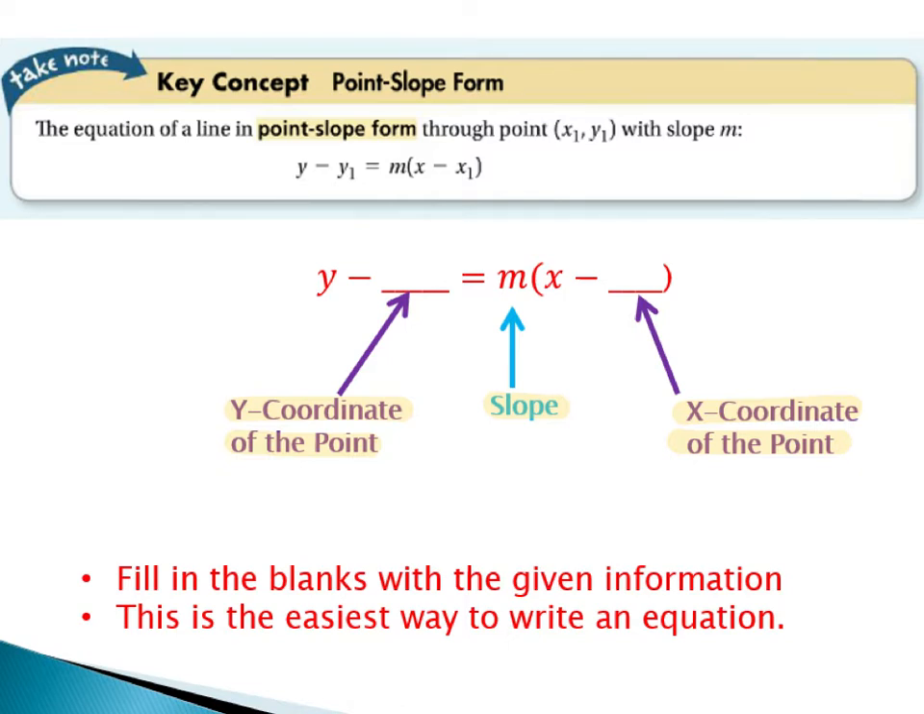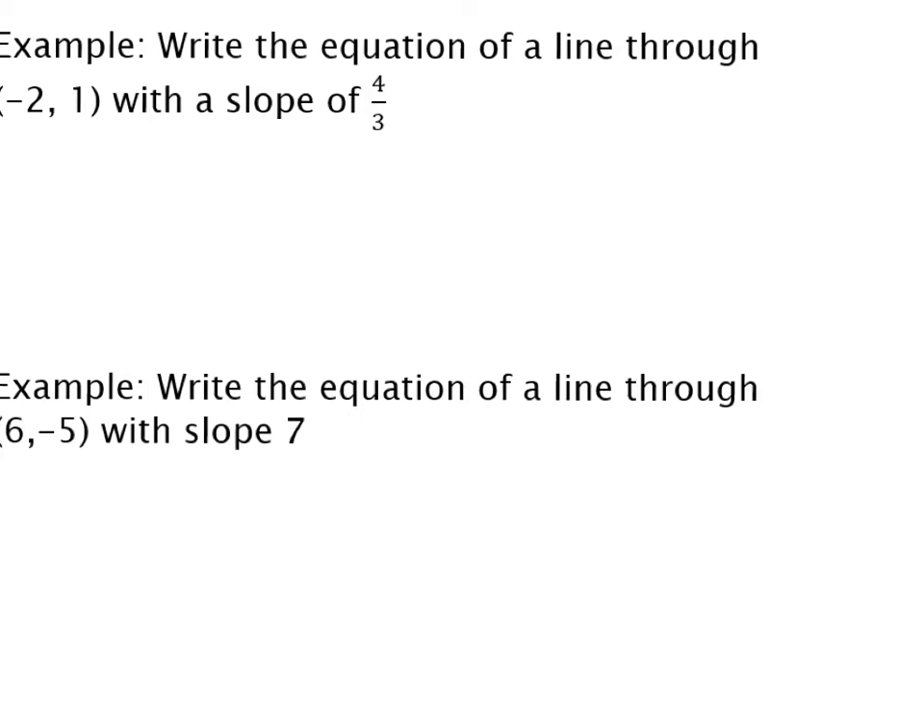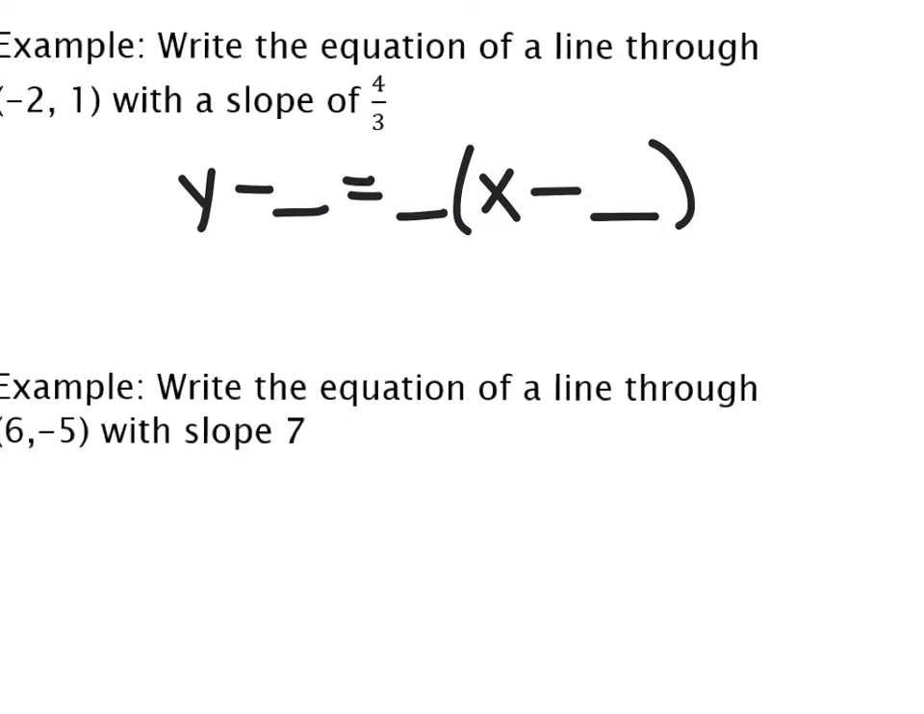For our first example, it says to write the equation of a line through the point -2, 1 with a slope of 4/3. Now the easiest way to do this is to rewrite our point-slope form with the blanks. So it's y minus the blank equals the blank times x minus the blank. Now we're going to fill this in.